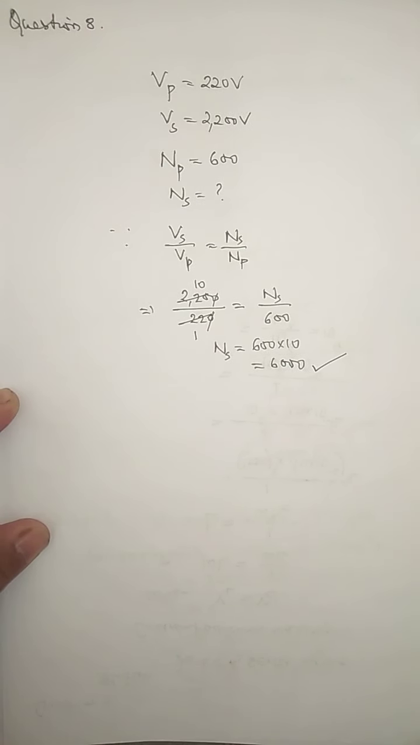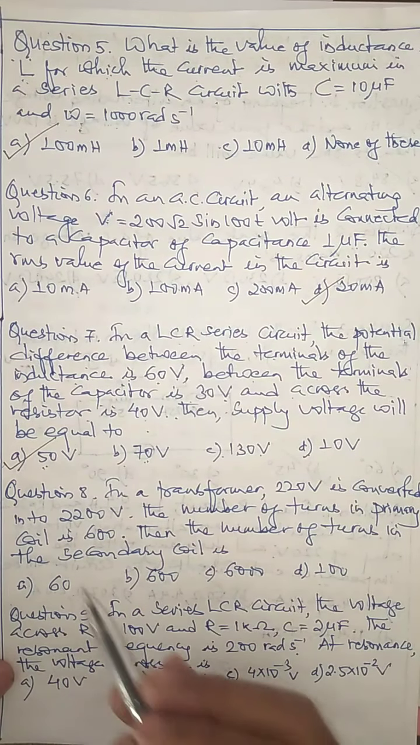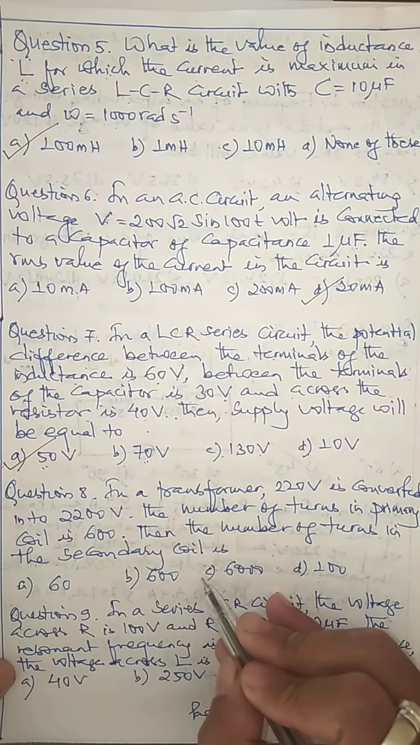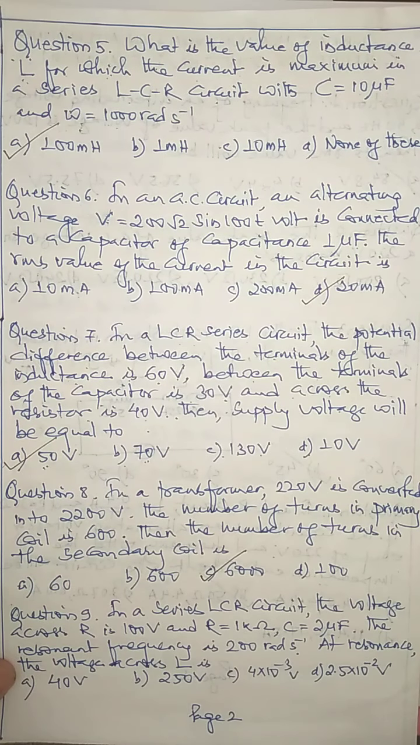So children, the correct option of question number 8 is 6000, which is option number C. So option C is the correct option.